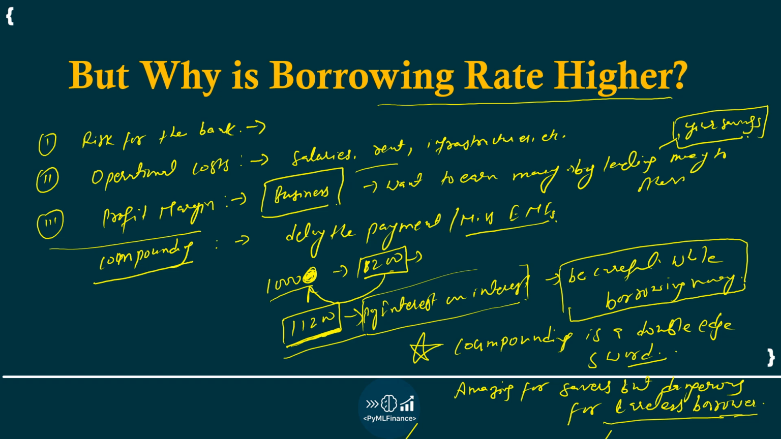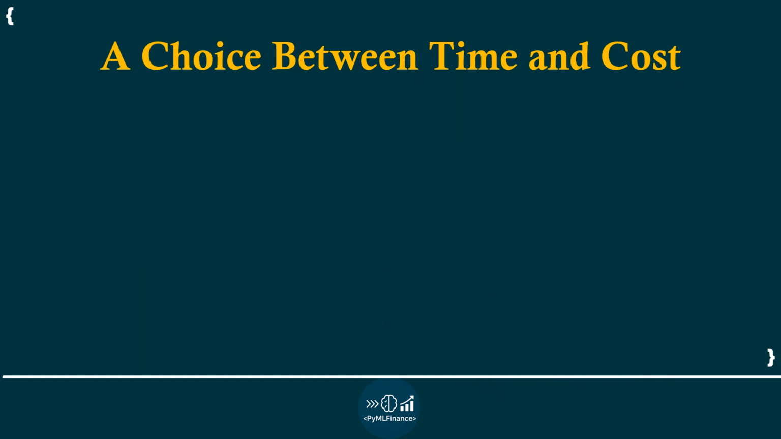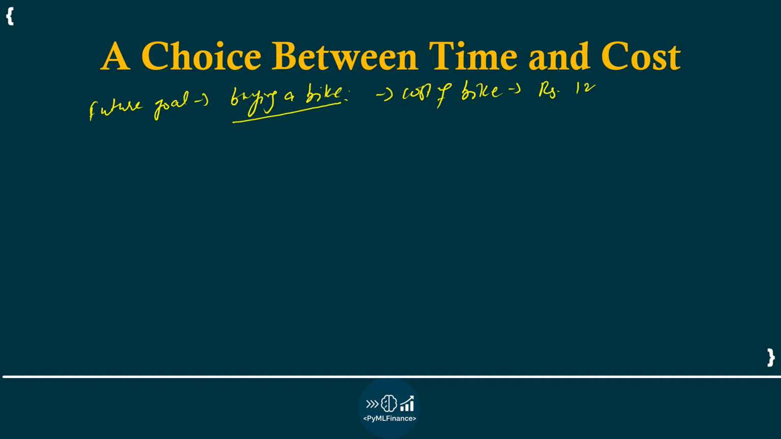Okay, so this is the reason why borrowing is costlier, and how compounding can act against you in case of borrowing if you are not careful. So let's say you have a future goal, and what is that? Buying a bike. The cost of this bike is rupees 1,20,000, let's say, for example.